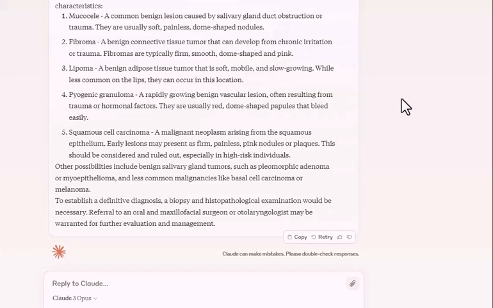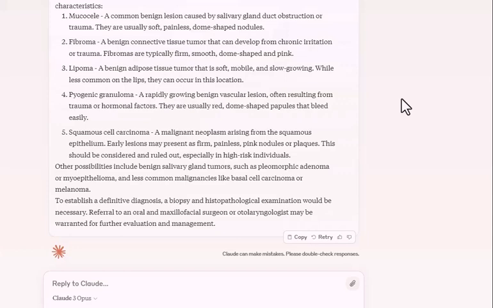The pyogenic granuloma description is a rapidly growing benign vascular lesion resulting from trauma or hormonal factors, usually red, dome-shaped papules that bleed easily. And then fifth, they had squamous cell carcinoma, which is a malignant neoplasm arising from the squamous epithelium. Early lesions may present as firm, painless pink nodules or plaques, should be considered and ruled out, especially in high-risk individuals.